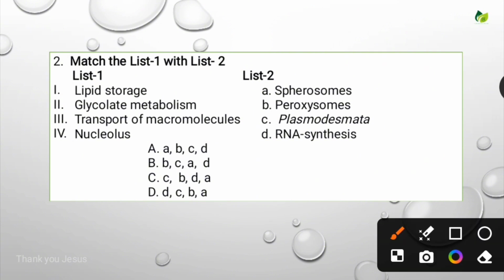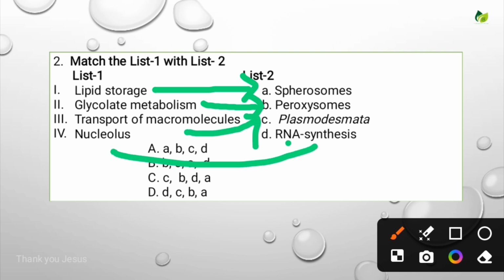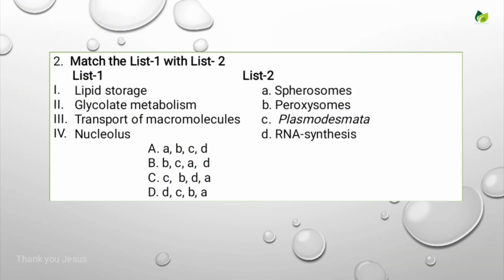So I am going to match lipid storage. Spherosomes can store the lipids. Glycolate metabolism occurs in peroxisomes. Transport of macromolecules is done with the help of plasmodesmata. The nucleolus is responsible for RNA synthesis. So the first option is the correct answer, that means A, B, C, D is the correct one.